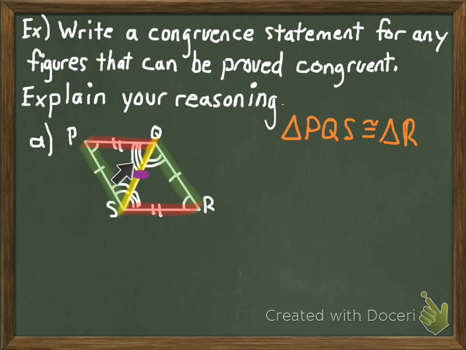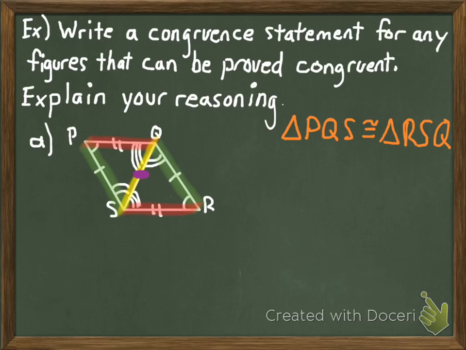Then, look at this angle PQS. It would get rotated around to here. And so that means angle Q from the first triangle corresponds with the angle S from the second triangle. S will go second here. And then this angle PSQ would rotate around onto angle RQS. So S from the first triangle corresponds with Q from the second triangle. It takes a lot of practice to get that.